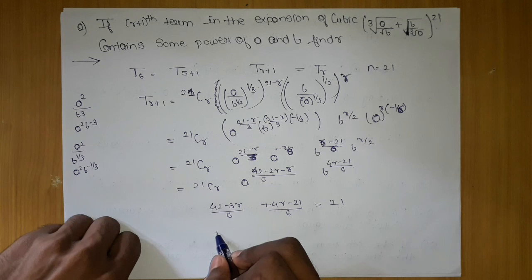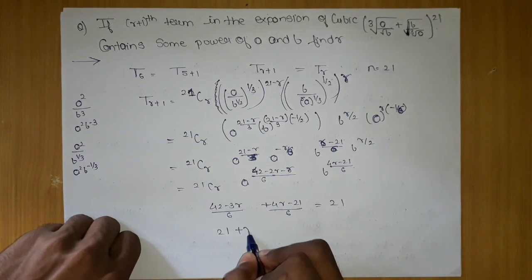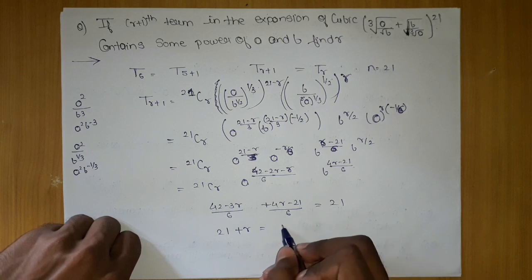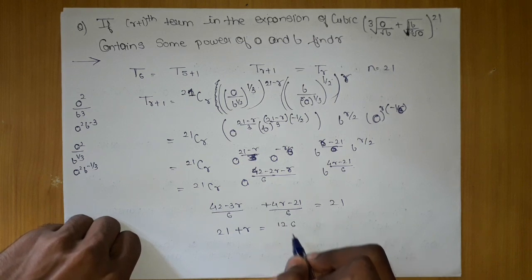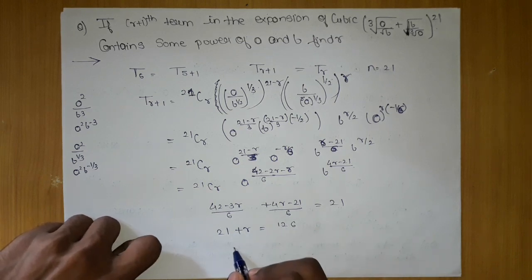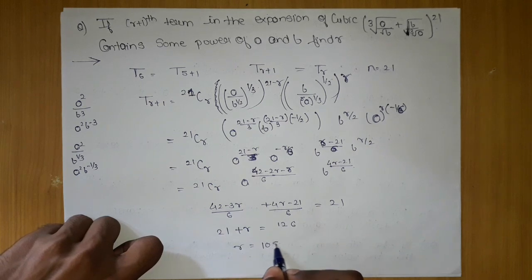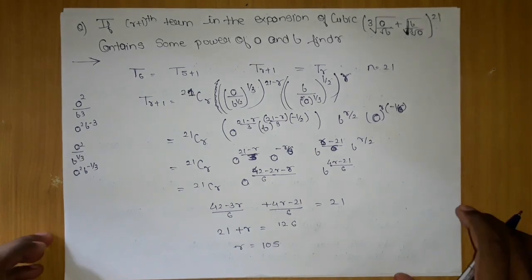The moment you multiply it there, this will cancel out with this and will give me 21 plus r should be, if you multiply here with this, 126, and if you subtract, what you are getting, r equals 105. So this is our answer. Okay, hope you have understood.